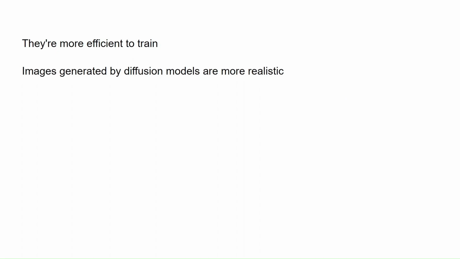They're more efficient to train. Images generated by diffusion models are more realistic, and it makes it easier to control the generated images. For example, if you want the dog to be a specific color, then you can just include that in your text prompt as well. Overall, text-to-image AI models have come a long way in recent years, and with the advent of diffusion models, they're able to generate more realistic-looking images than ever before.